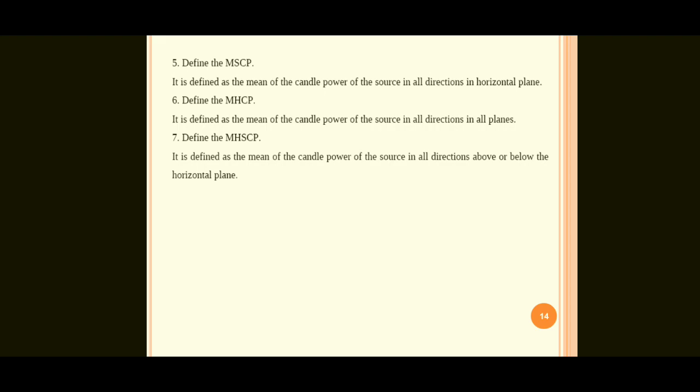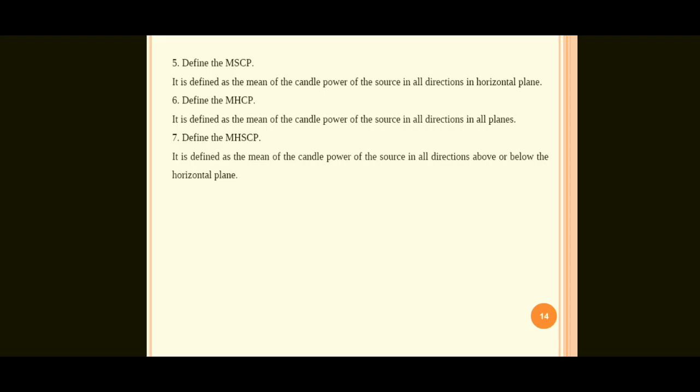And finally, define MHSCP, mean hemispherical candle power. It is defined as the mean of the candle power of the source in all directions above or below the horizontal plane.